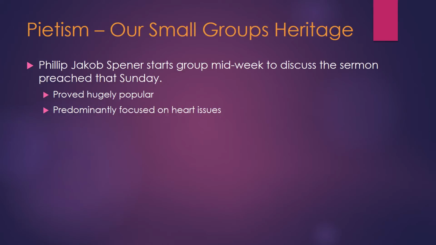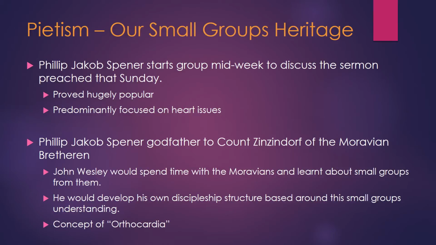It got to Wesley, and even though he never met Philip Jakob Spener in person, Spener was godfather to a guy by the name of Count Zinzendorf, of the Moravian Brethren. Wesley would spend time with the Moravians, and he learned about small groups and discipleship by inquiring about people's heart issues from them. And so he would develop his own discipleship structure based around this small groups understanding that comes from pietism. It focused a lot on something called orthocardia. You're used to hearing about orthodoxy, which is right thought. You're used to hearing about orthopraxis, which is correct action. Wesley would talk about orthocardia, correct heart.